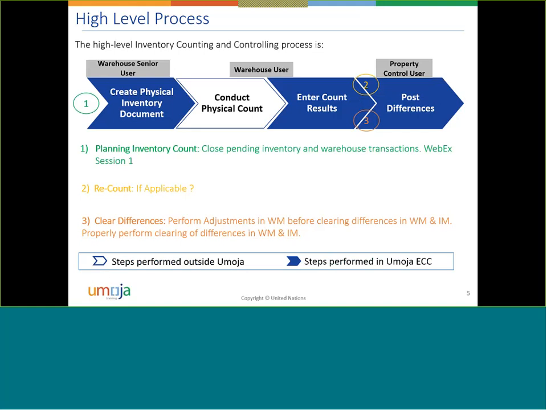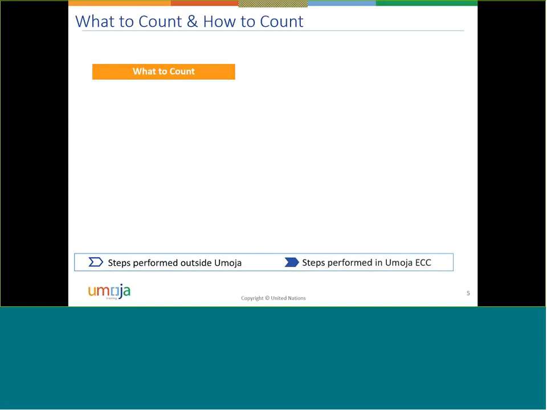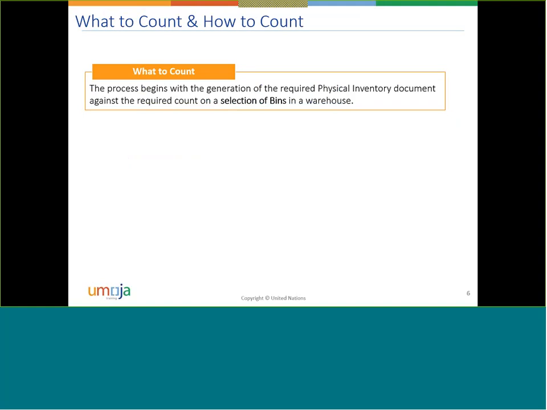Okay, we have in this presentation also the steps that are performed inside and outside Umoja. And now let's learn what to count and how to count it, right? So first of all, what to count. Even though this seems quite simple, some of the questions on Tuesday made me think that this was necessary. So generating the physical inventory document against the required count on a selection of bins in the warehouse. So of course you're counting what's inside the bins, and you're going bin by bin, and this is how we perform the physical inventory count, and I believe it's important to remind you of this.